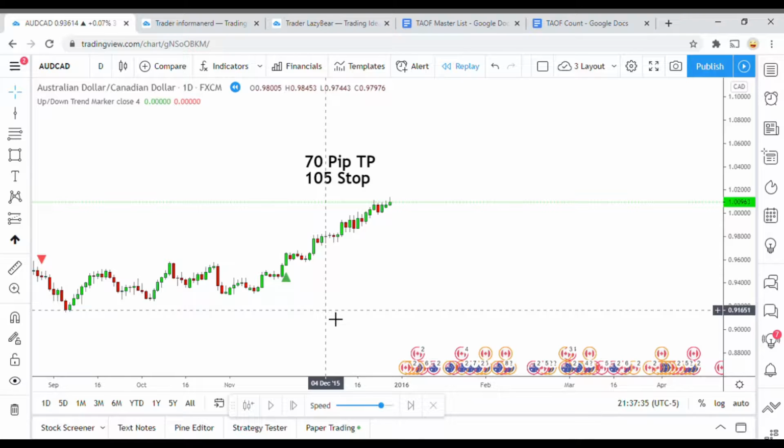Alright, as I said, today we will be testing the up and down trend marker indicator.